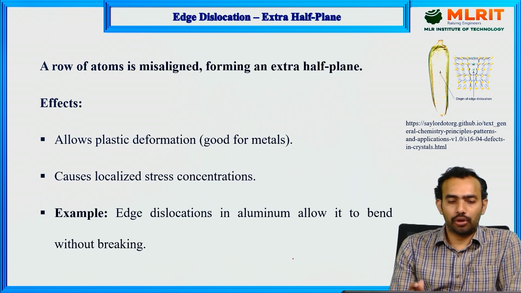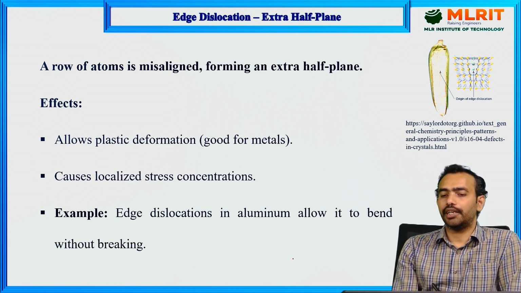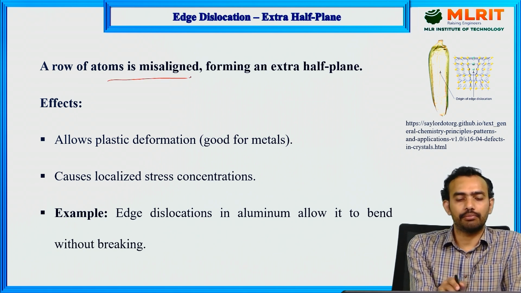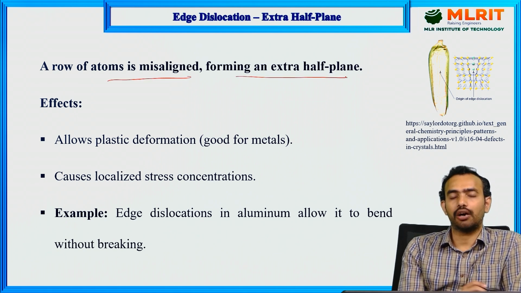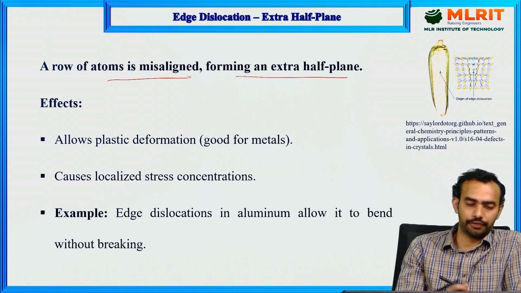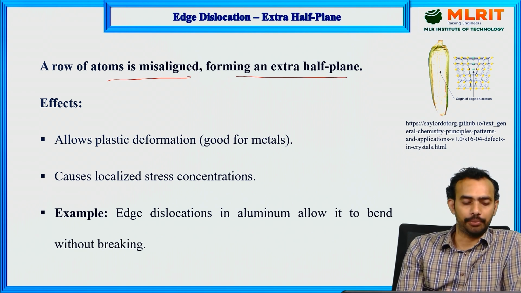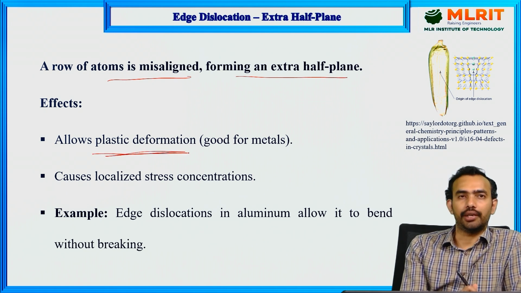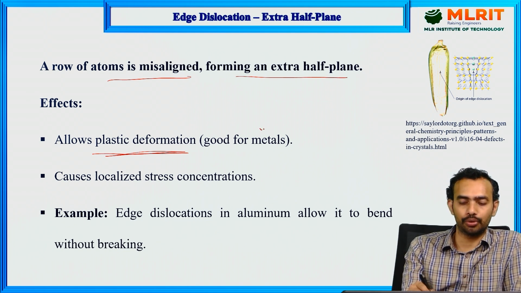If we discuss more about this edge dislocation, the additional extra half plane, it is a row of atoms misaligned, forming an extra half plane. So that causes the edge dislocation. What are the effects if an edge dislocation is identified in the material? It allows plastic deformation of the material. We require plastic deformation instead of a brittle deformation. Plastic deformation is very much required, and that is good for the material.